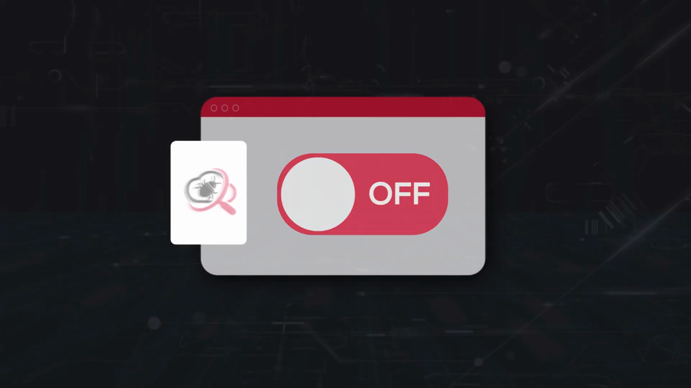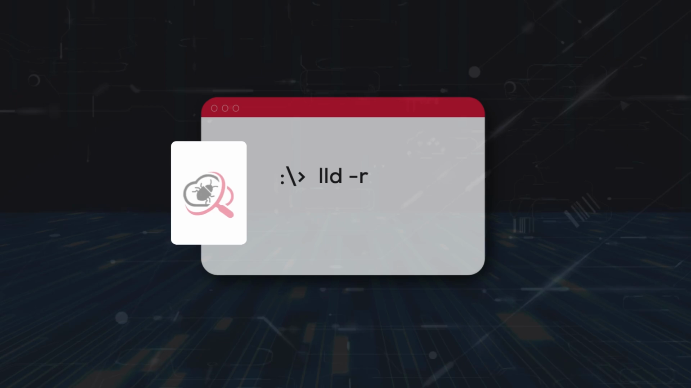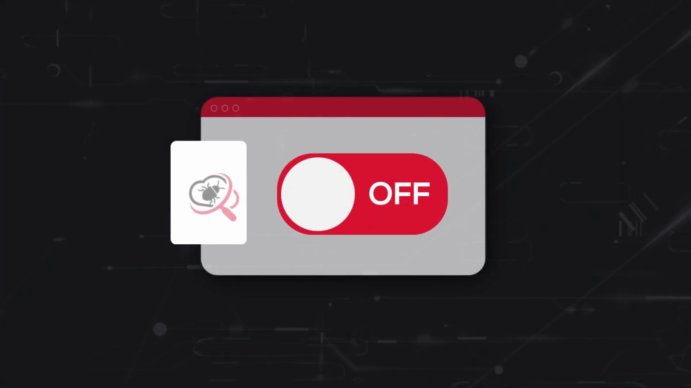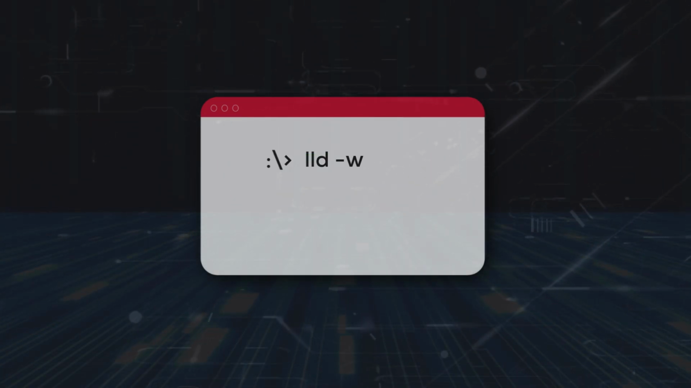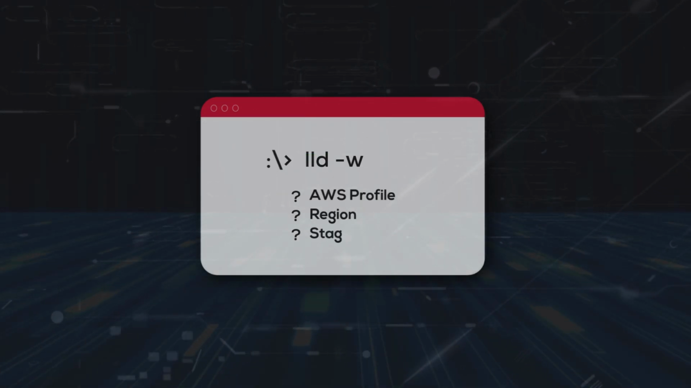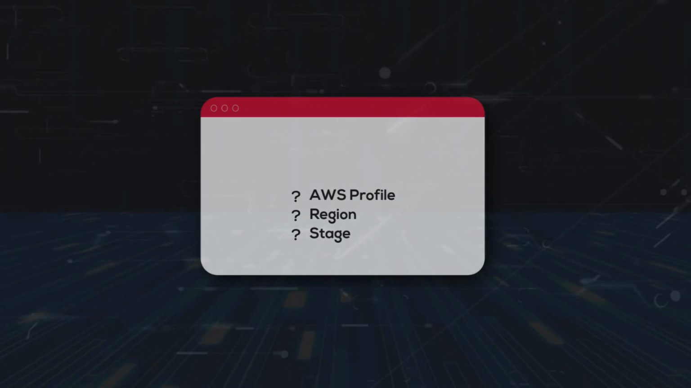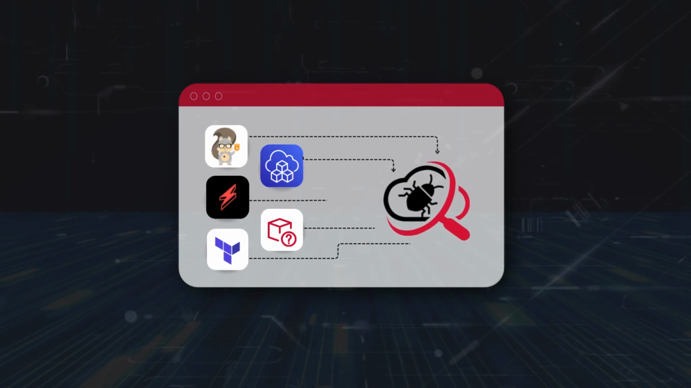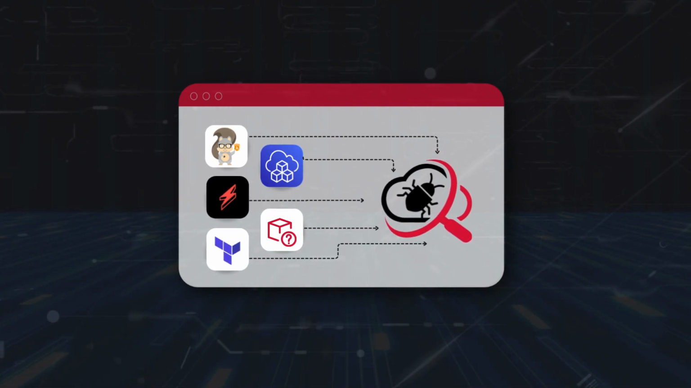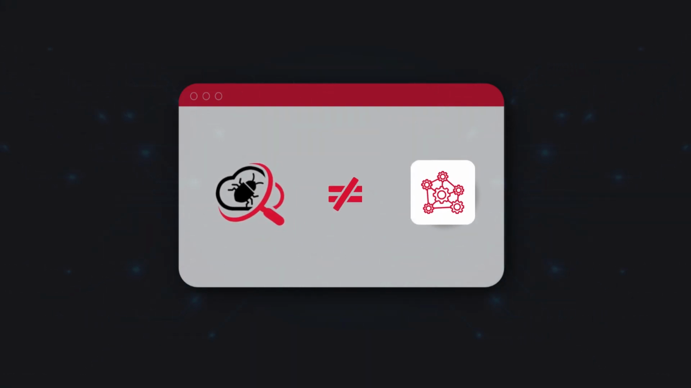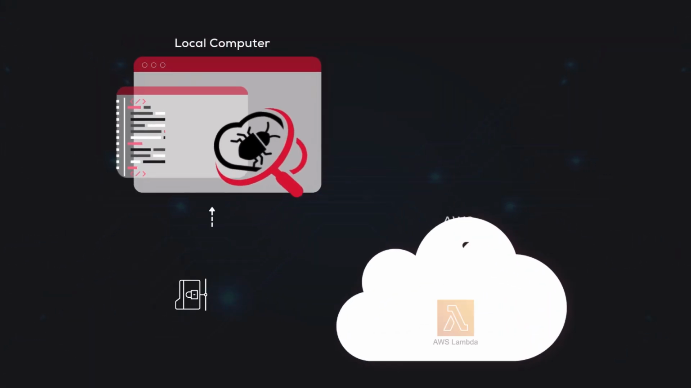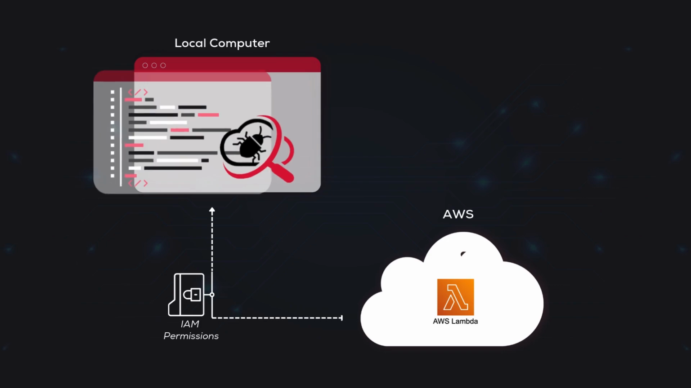Switching off debugging mode is just as fast with the simple command LLD -r, and turning it back on takes no time at all. Almost no configuration is needed. The built-in wizard simplifies setup, getting you started quickly. And no matter what framework you're using, Lambda Live Debugger supports limitless configuration options. Unlike other local emulation alternatives, there's no hassle. Even the IAM permissions remain the same as in production.